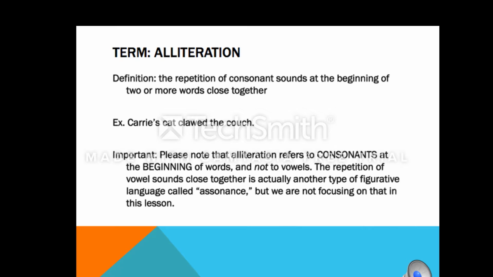It is important to note that alliteration refers to consonant sounds at the beginning of words and not to vowel sounds. The repetition of vowel sounds close together is actually another type of figurative language called assonance, but we are not focusing on that in this lesson. So remember, alliteration refers to consonant sounds repeating at the beginning of 2 or more words close together.